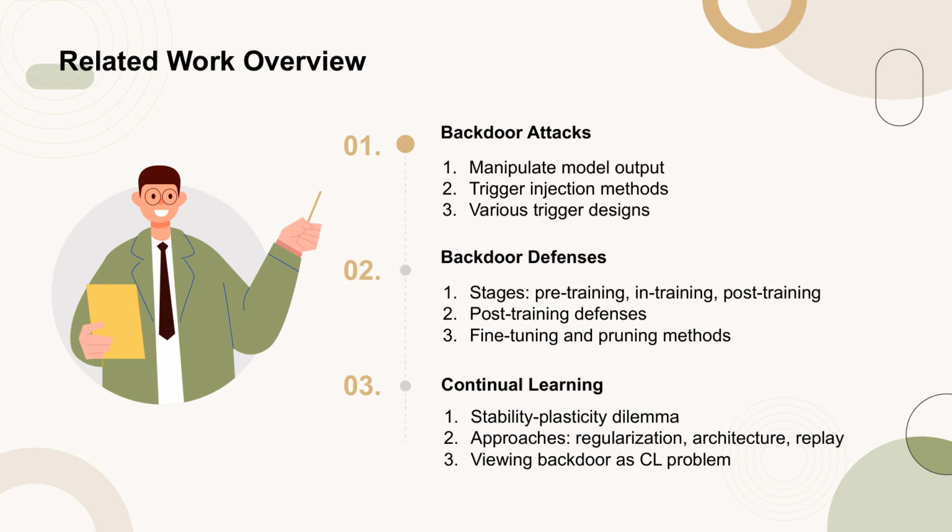In backdoor attacks, the adversary aims to manipulate the model's output to a specific target label using predefined triggers. The injection process can be done by poisoning data or maliciously implanting a backdoor during training. Various backdoor attacks focus on designing different triggers. Backdoor defenses are categorized into pre-training, in-training, and post-training stages. Post-training defenses are common due to the difficulty of altering the training process. These defenses include fine-tuning and pruning methods.